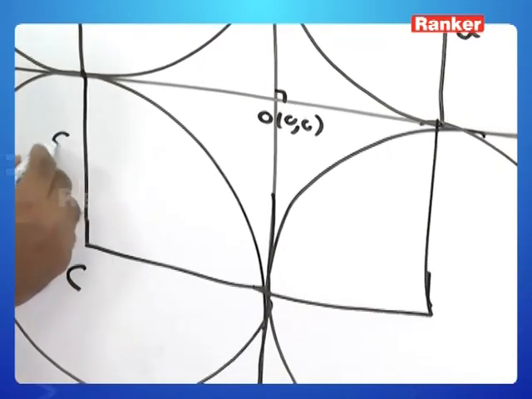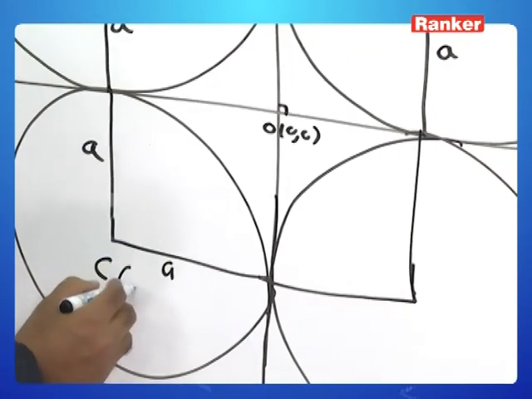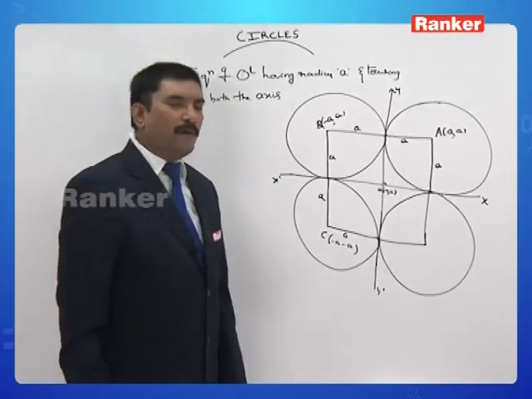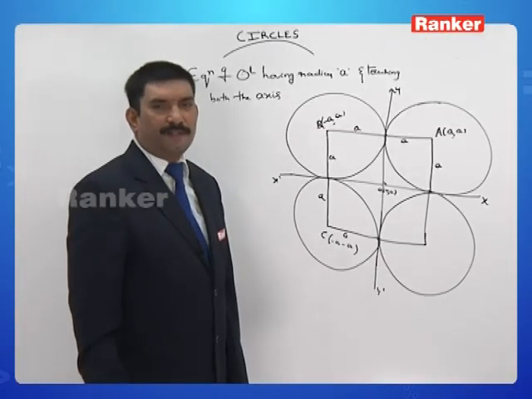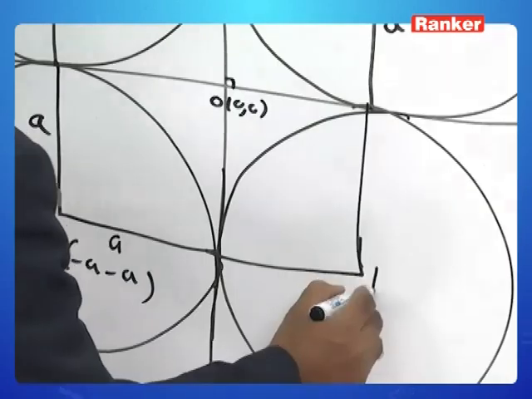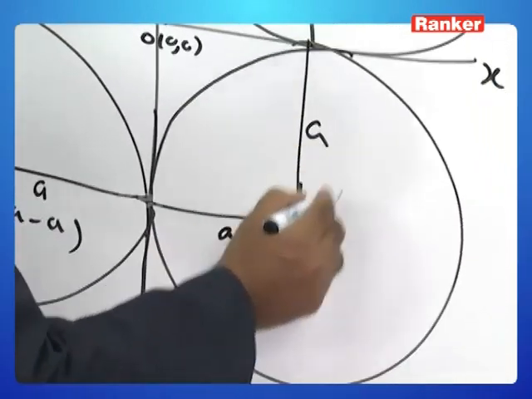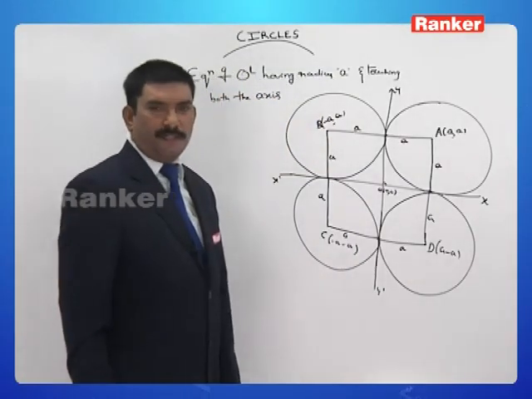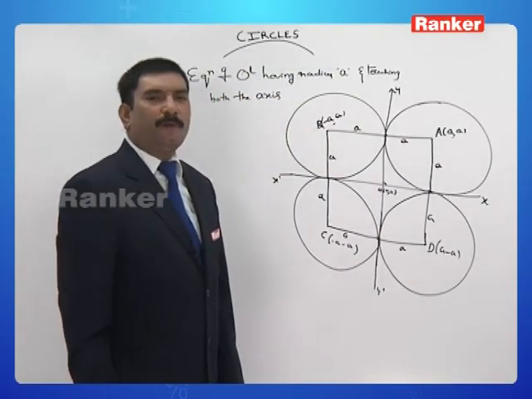Now if I go to this one, radius a, you are in the third quadrant, where both coordinates of the center are negative. Then if I go to D, this also a, therefore this becomes a, minus a.